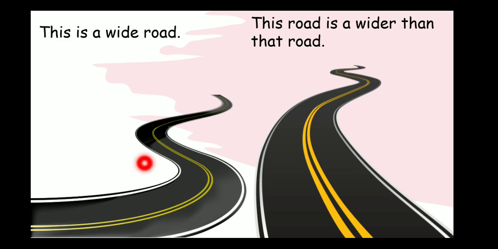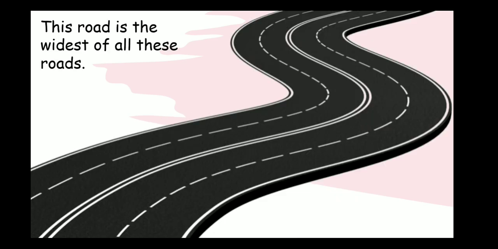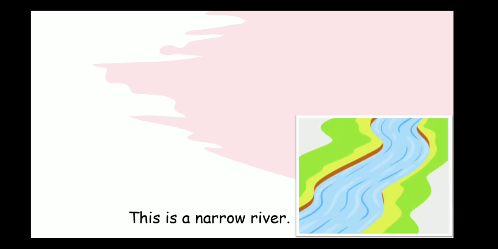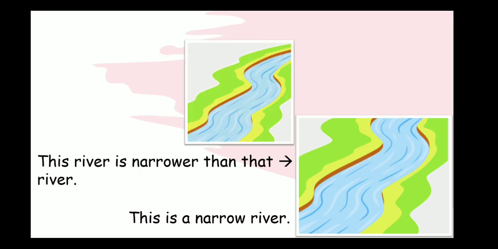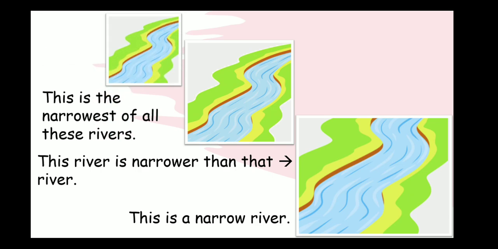This is a wide road. This road is wider than that road. This road is the widest of all these roads. This is a narrow river. It's not very broad. You can see that we can go across it very easily. So it is not very broad. It is narrow. This river is narrower than that river. This is the narrowest of all these rivers. So this is the narrowest.